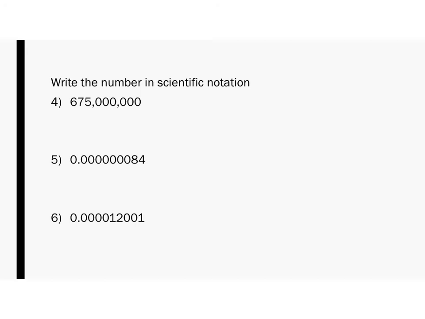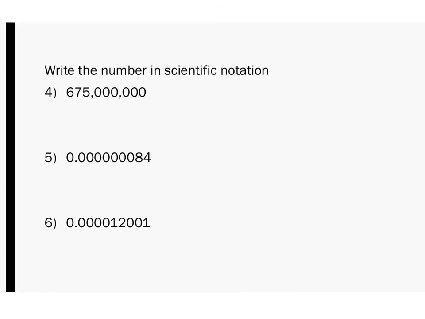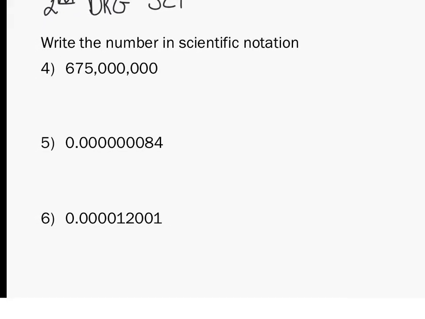Write the number in scientific notation. So if you're using your calculator, you'll go back into scientific notation with second, DRG, and then go into your scientific. Okay. Write the number in scientific notation. Since we do not have a calculator, we'll be doing it by hand.